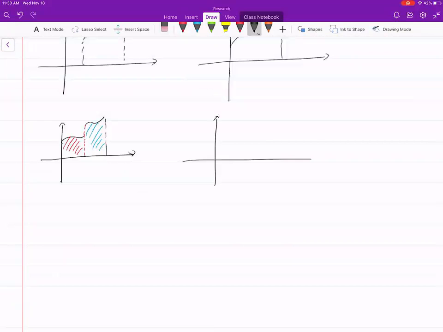Last case. What if you don't have a jump, you don't have a hole, you have a vertical asymptote?